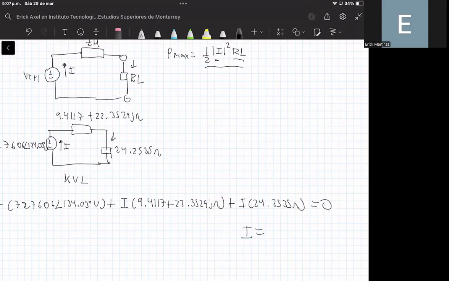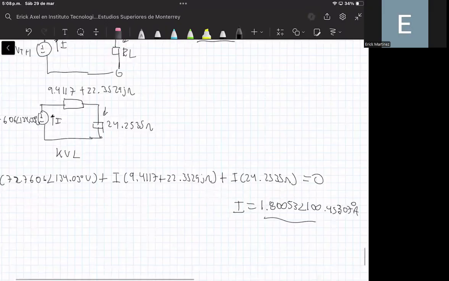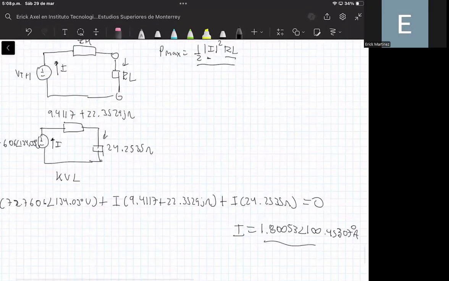You will have that I is equal to 1.80053 with an angle of 307 degrees amperes. So this is the value of the current, and we can use the magnitude of this current. We can substitute this into this equation.